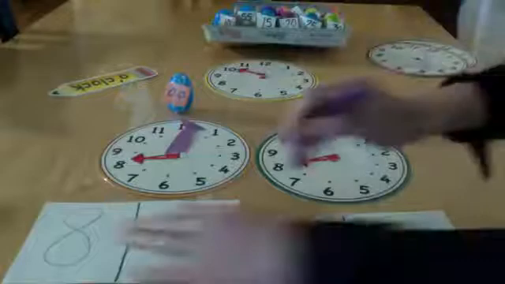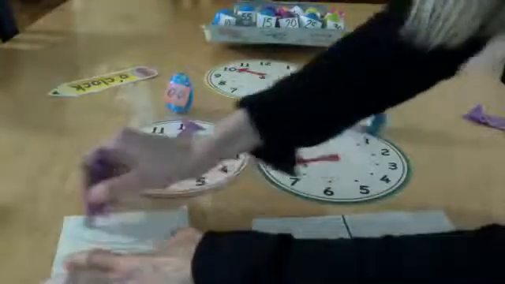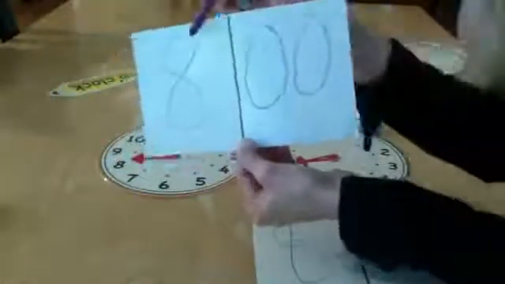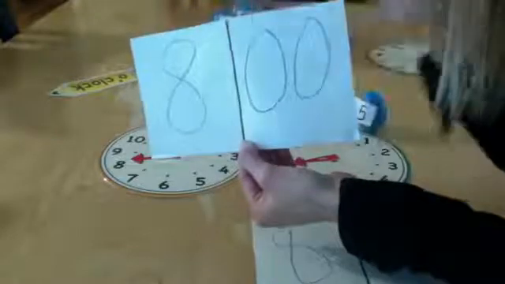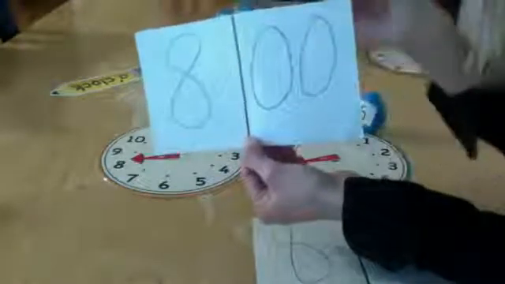So let's look at what that would look like on a digital clock. So we've got the hour. The hour comes first, just like in the reading direction, and then our minutes, o'clock, 8 o'clock.